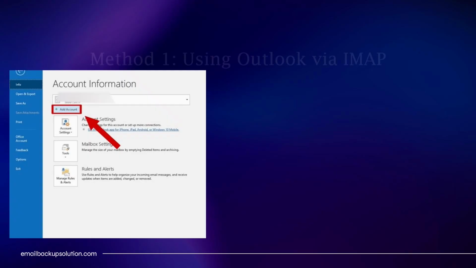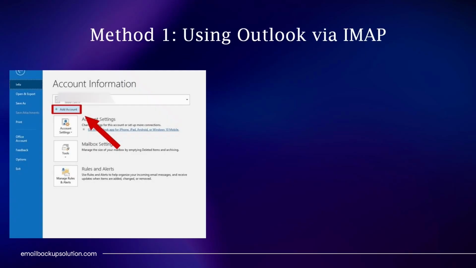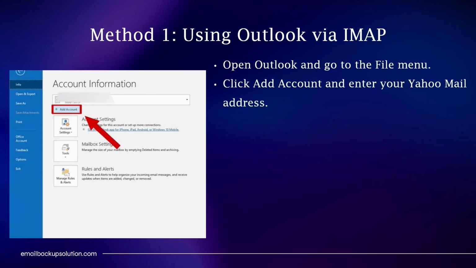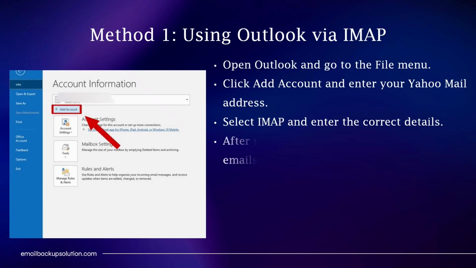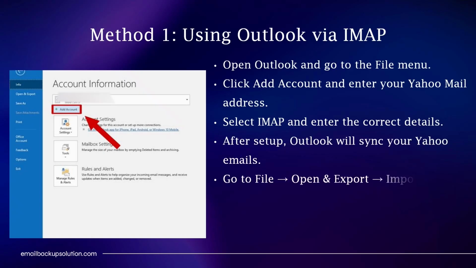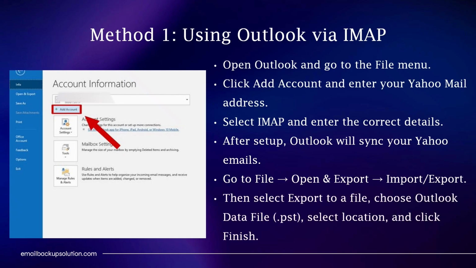Open Outlook and go to the File menu. Click Add Account and enter your Yahoo Mail address. Select IMAP and enter the details correctly. Go to File, then Open and Export, then Import/Export. Select Export to a file, choose Outlook Data File .pst, select the location, and click Finish.